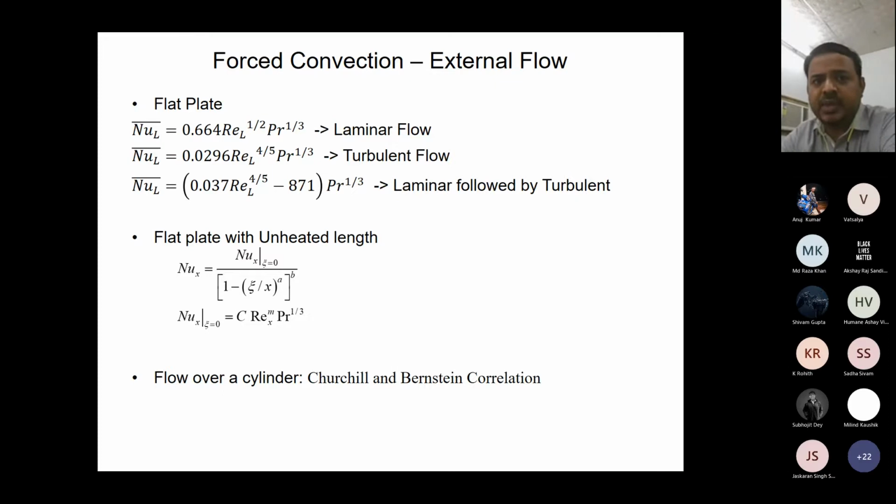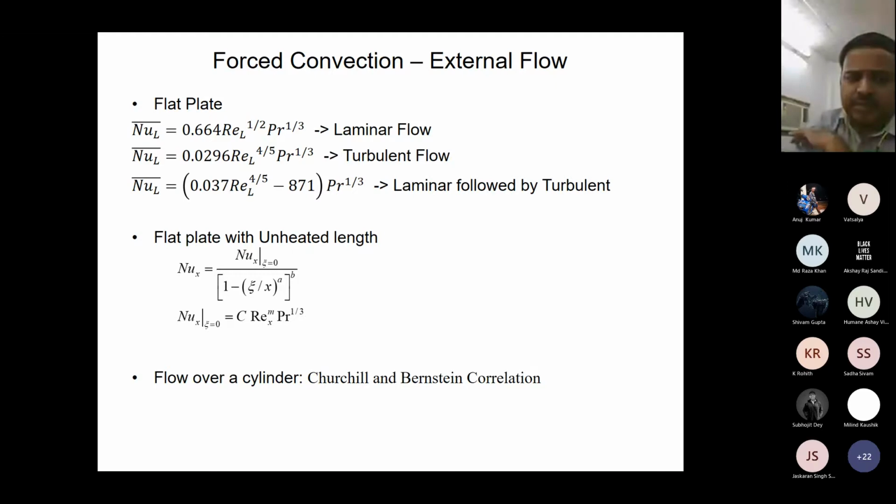and then use that to solve the problem. So for external flow, we have come up with these flat plate correlations. We have a correlation for average Nusselt number for laminar flow, 0.664 Reynolds to the power half, Prandtl to the power 1/3. At the local level, Nusselt x is 0.332 Reynolds x to the power half, Prandtl to the power 1/3. For turbulent flow, the index on Reynolds number changes from half to 0.8 or 4/5, and you see this correlation. And for laminar followed by turbulent, this is what we have. This is also a correlation.